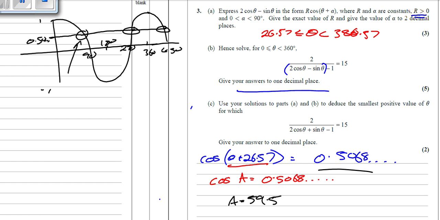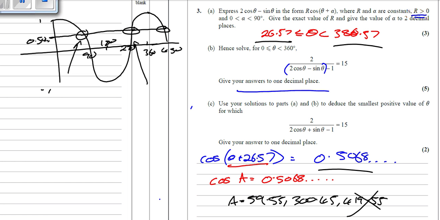We're going to do this solution here, which is 360 minus that, which is 300 point, to 2 decimal places. That's 59.55. And then we've got 300.45. And then we've got 360 plus our answer, which is 419.55. Now we needed our answers between 26.57 and 386.57, which means this one is out of it.